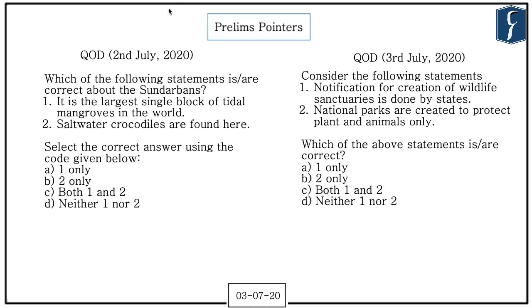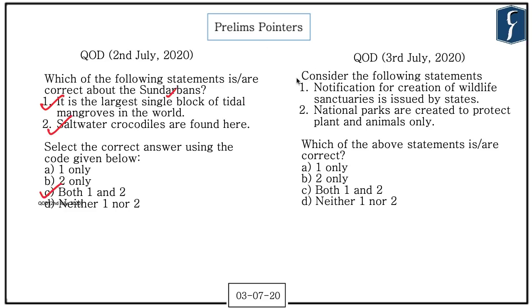It's time for us to take up the question of the day. Now, the question of the day for 2nd of July 2020 was, which of the following statements are correct about Sundarbans? Statement 1, it is the largest single block of tidal mangroves in the world. Which is correct, as Sundarbans are indeed the single largest block of tidal halophytic mangroves of the world. And the second statement is also correct because saltwater crocodiles are indeed found in the region of Sundarbans, which leads us to the right answer, both 1 and 2.